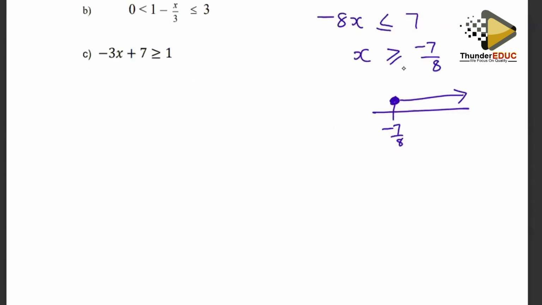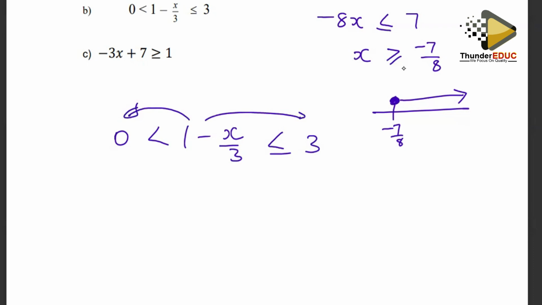Then for the second one, where we have the unknown in the middle, do the same processes, okay, while keeping the unknown in the middle. So let's move the one that side, let's move the one that side. So it's going to be 0 minus 1, which is negative 1. Going to be left with negative x over 3 is less or equal to 3 minus 1, which is 2. Multiply through by negative 3.